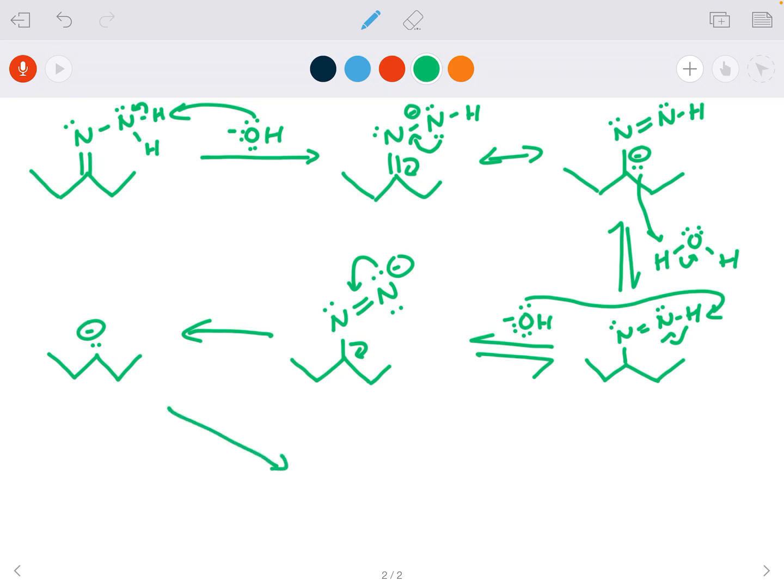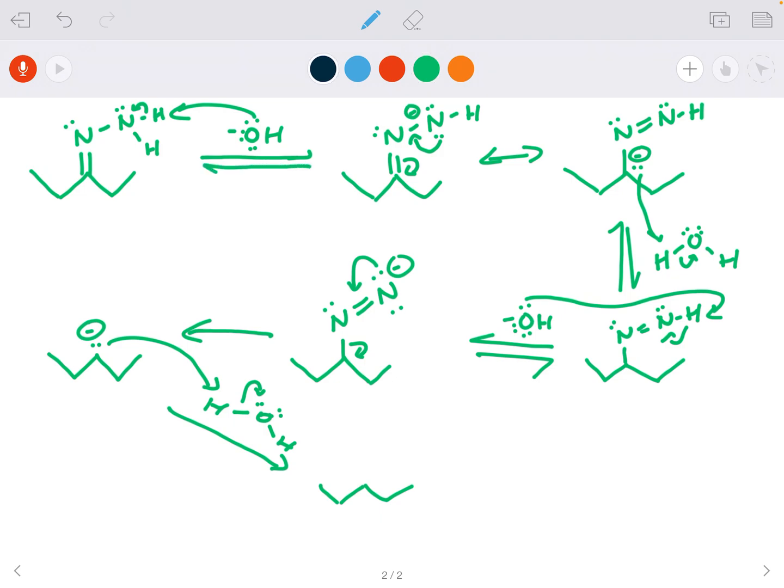The carbanion, also not in equilibrium, reacts with water to get protonated and give us our final product of pentane. So one note, this first step here, I didn't draw it as equilibrium, but you can go back and forth between protonating the OH group and then protonating the NH2 again. So it would probably be better to write this step as equilibrium as well.